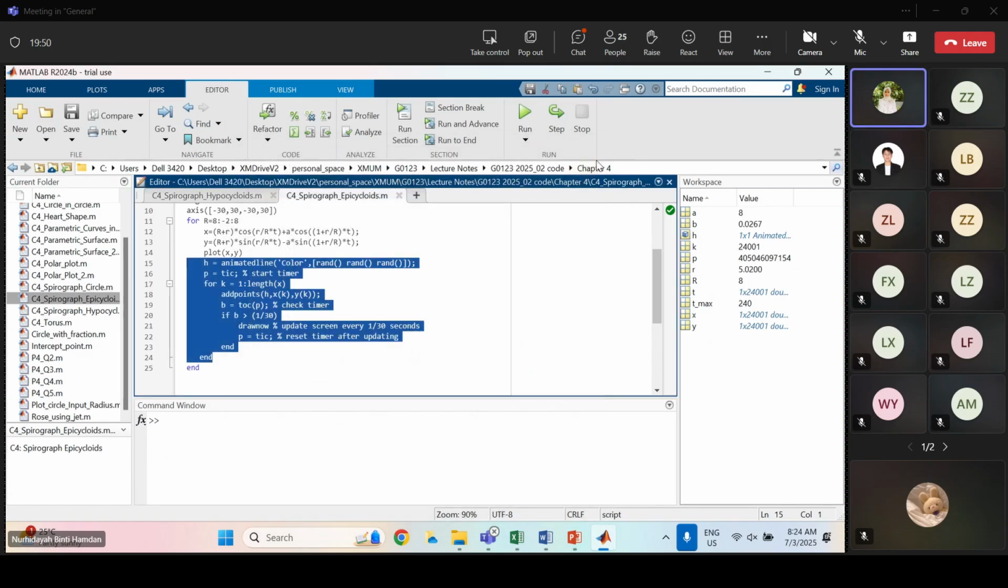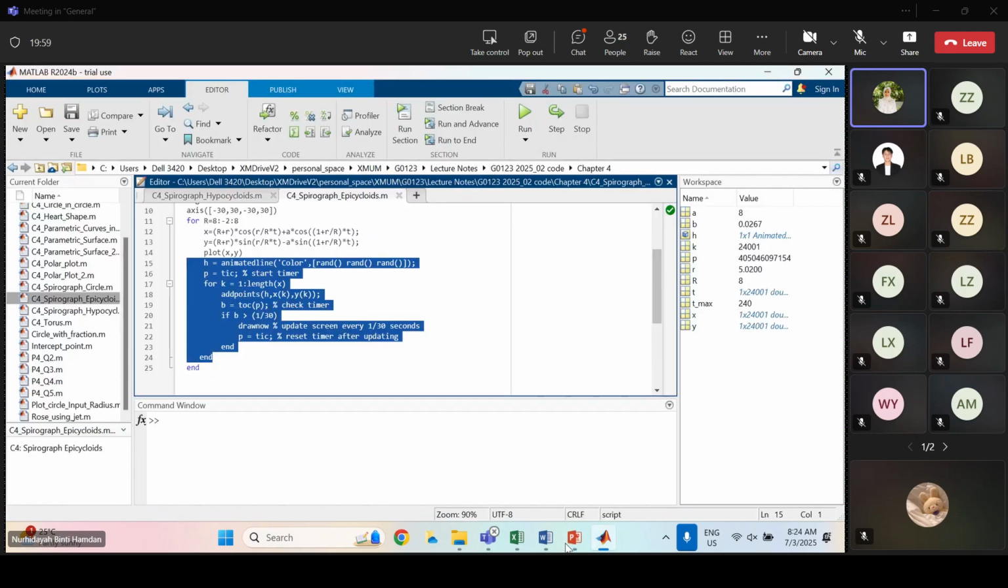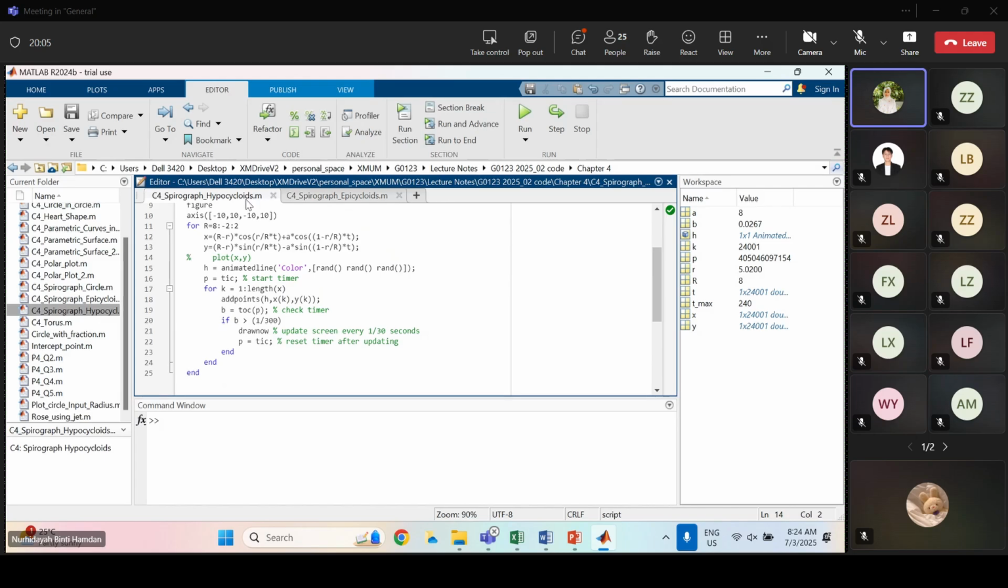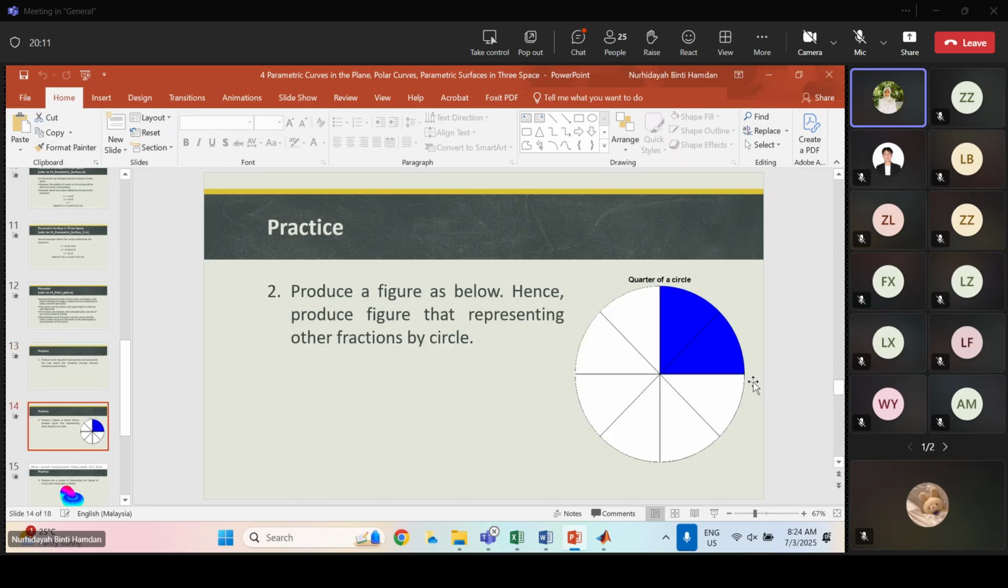That's the answer for question 1. So combine some of them. In my spirograph hypocycloid, I already combined them for the epicycloid also. You can use the same code for that. Next, we want to produce this. I think you have done it in your wheel of fortune. So produce the figure as below.